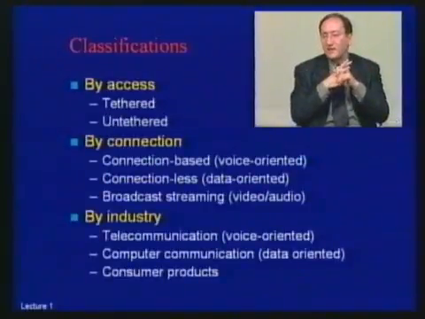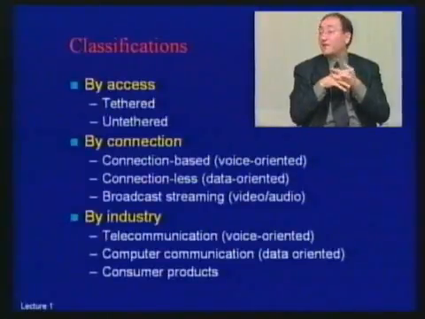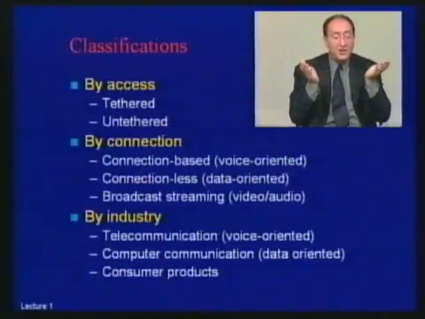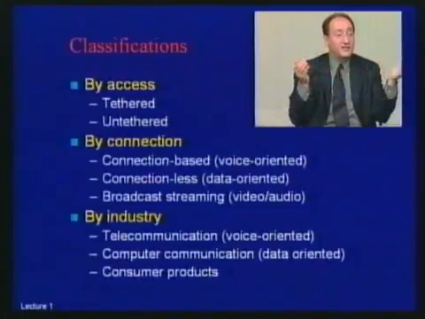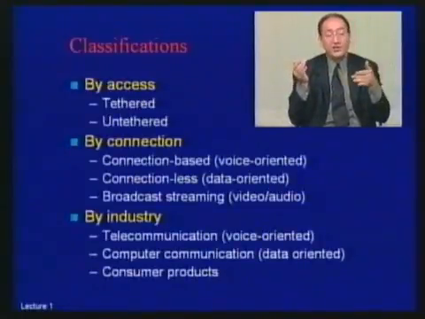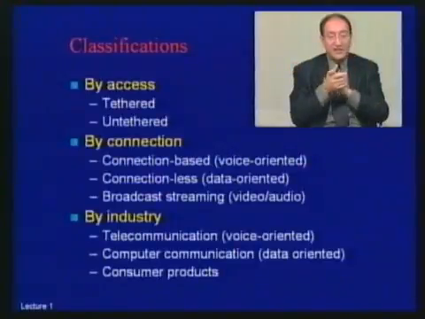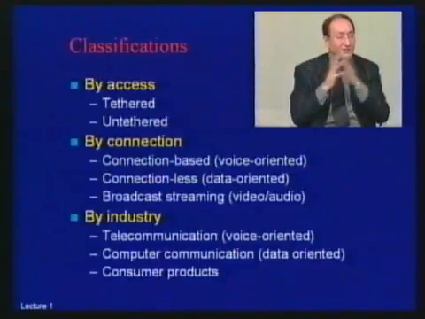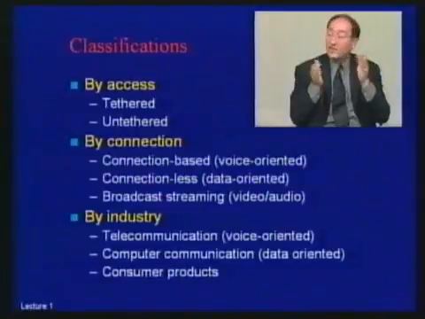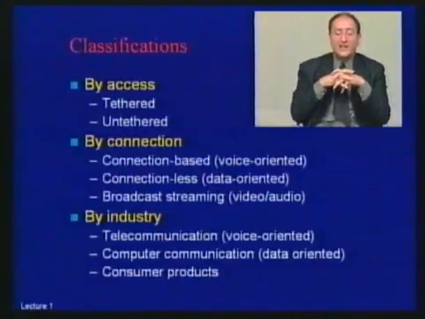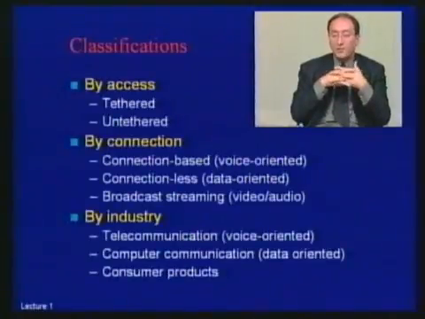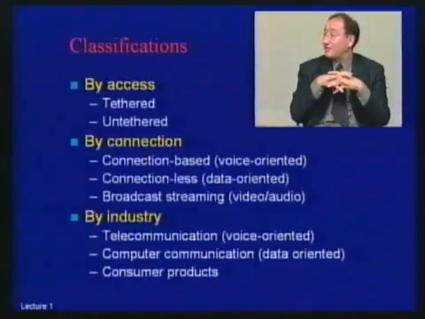Now, we can classify these things also in different ways. One is we can classify them by access. For example, we can say a bunch of these are tethered, a bunch are untethered. A bunch are wireless, a bunch are wired, if you want to call it. This is one classification that people often use. The other one is classification by the type of connection. We have talked about those so far, like connection-based.